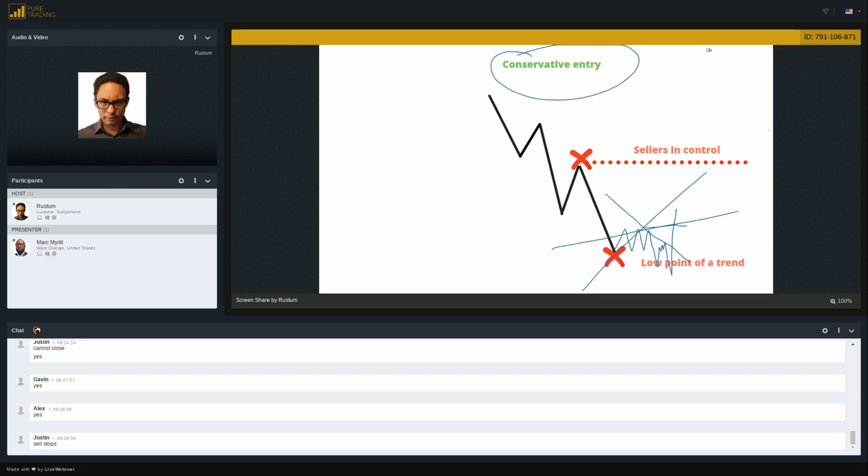Let me show you this before I start preaching on that. Okay, so a conservative trader doesn't trade against this trend until the controllers of that trend have been taken out. And the controller is the traders who were strong enough to make a new low, and that low stays there. Sellers are in control.